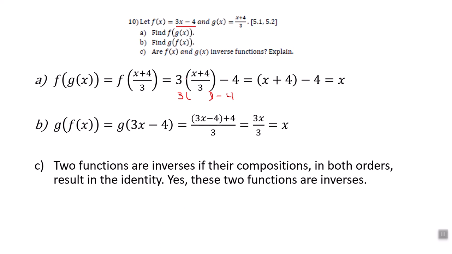All right, so now that we've evaluated a function at another function, let's simplify. The 3 and the divided by 3 will cancel out. I'm left with x plus 4 minus 4. There's no longer a reason for the parentheses. X plus 4 minus 4 gives me x.